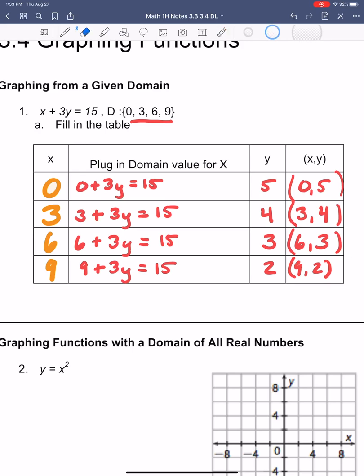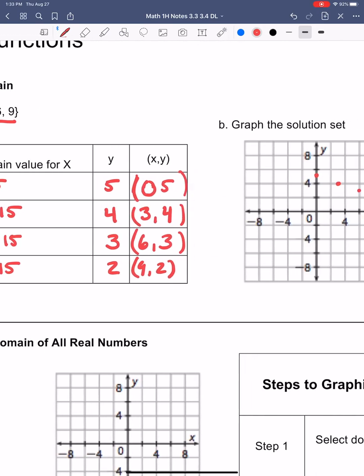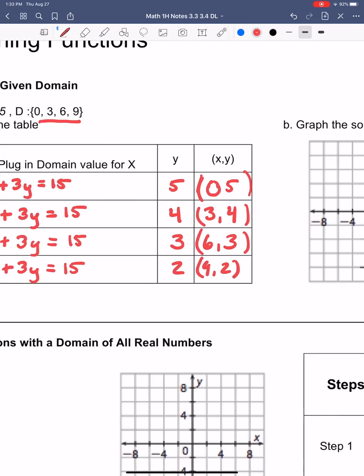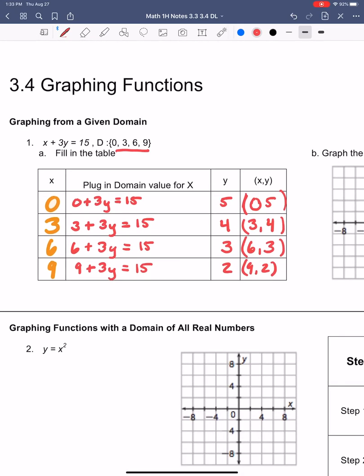So when I plugged in 0, my output was 5. When I plugged in 3, my output was 4. When I plugged in 6, I got 3, and 9, I got 2. And then sliding over here, we just plotted those on the graph there. So 0, 5 put me right here, and then 3, 4 right there, and then 6, 3, and 9, 2. So you can go ahead and pause this and fill that out, right? I think we're pretty comfortable with that, so that's why I went pretty quick through that part.